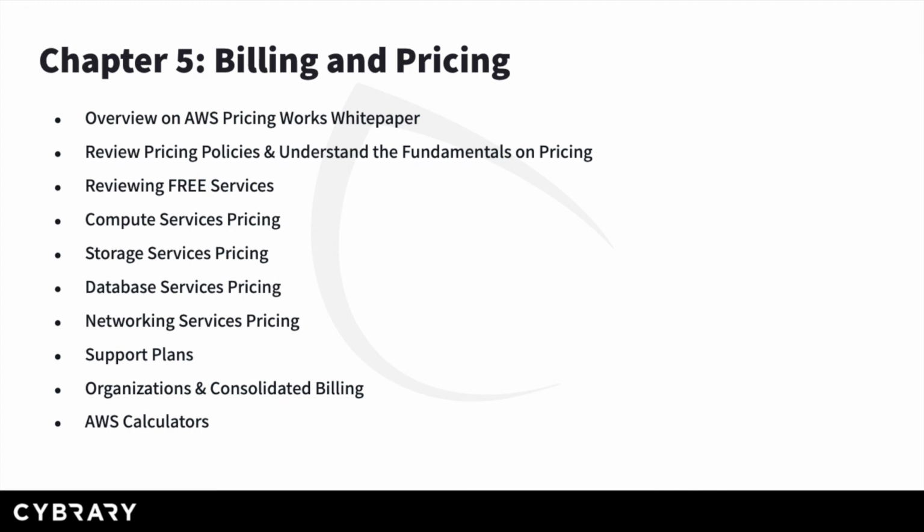We're going to review some free services. There is actually a free tier for AWS, so we're going to review what is included in that. Then we're going to be discussing some of the service-focused pricing, like compute, storage, databasing, networking, and then following that up with the support plan. So if you need help with an AWS situation, you can actually purchase a support plan, and there are certain services that are offered within that. We'll go into more detail when we get to that point. After that, we're going to discuss organizations and consolidated billing, and we're going to wrap it up with AWS calculators.